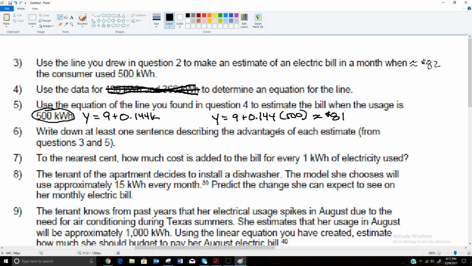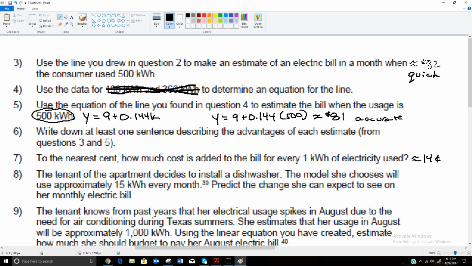Write down a sentence describing the advantages. I'm not going to write a sentence, but what are the advantages? Well, this one right here is quick. This one is probably a little bit more accurate. The good thing about looking at a graph is it's quick. You can just pick the point off the graph. The good thing about an equation is it's usually more accurate, more precise. To the nearest cent, how much cost is added to the bill for every kilowatt hour? We said about 14 cents. 0.144 is in dollars, so in cents it's 14.4 cents.